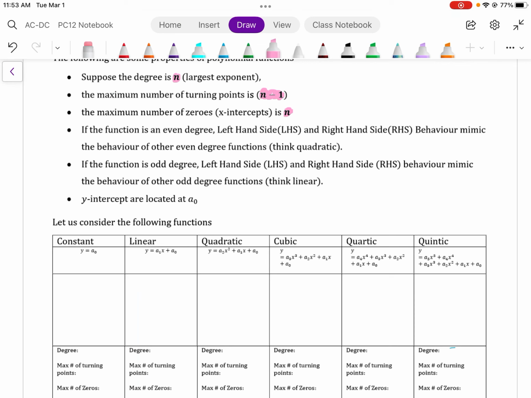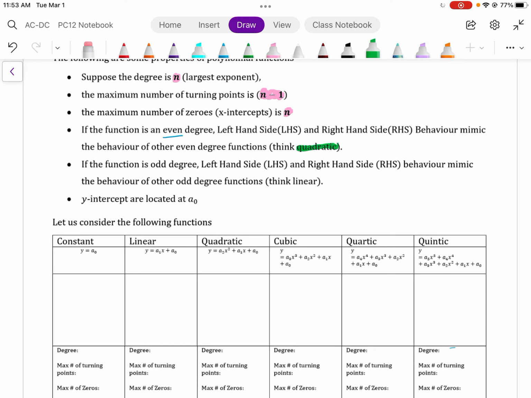So let's go back to those rules again. If I have a degree n polynomial, the maximum number of turning points is going to be n minus 1. The maximum number of zeros is n. Now, if the degree of my function is even, the left-hand and right-hand side behavior mimic the behavior of other even degree functions. Now, an even degree function is a quadratic. You're an expert in quadratic functions? Great.